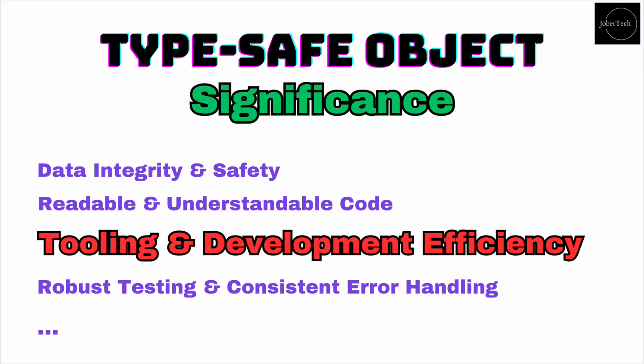Tooling and development efficiency. With type-safe objects, your IDE becomes an even more powerful ally. Auto-completion, error checks, and refactoring become a streamlined process, not a chore.